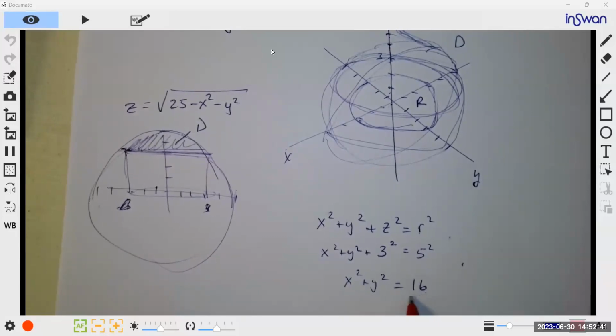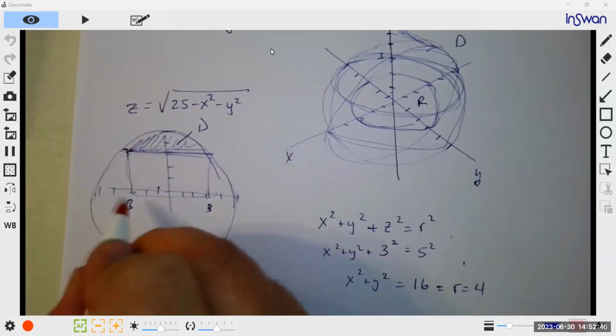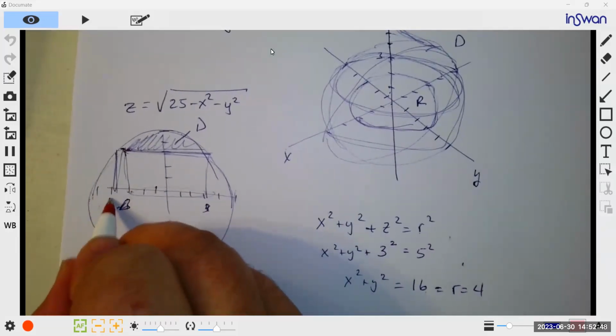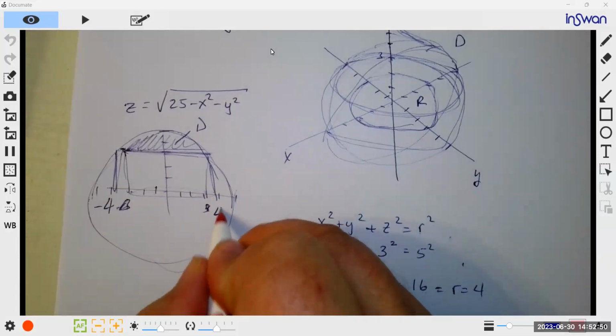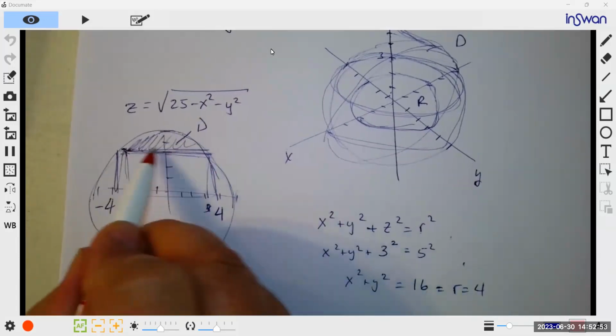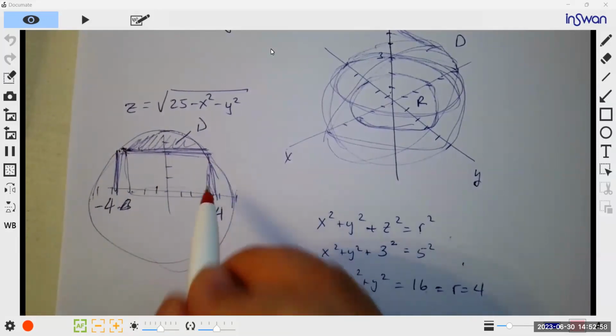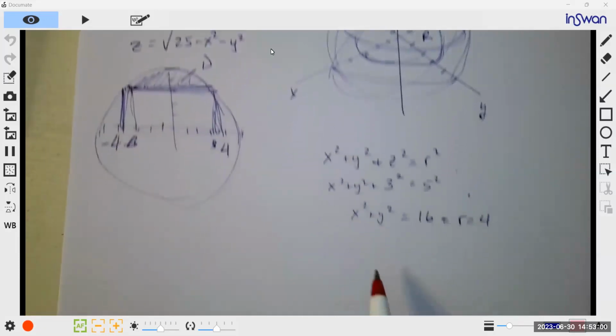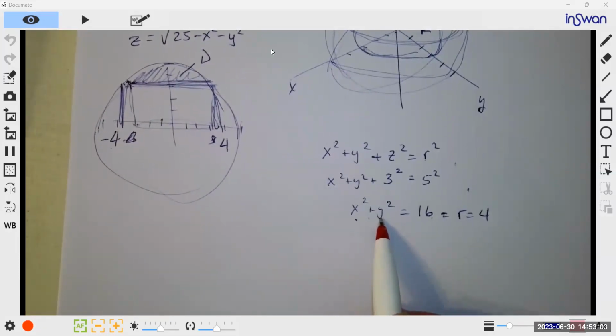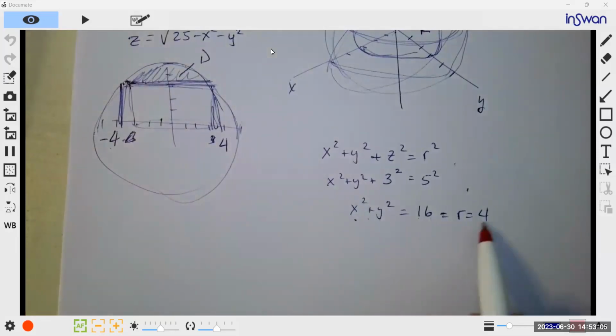So this is centered, and our radius here is 4, because z is equal to 3. So if we drew the graph, how wide is it? It's from -4 to 4, because our circle is centered at the origin. 16 is r squared. Okay, so now we have our shape. Now we can figure out what our bounds of integration are going to be.